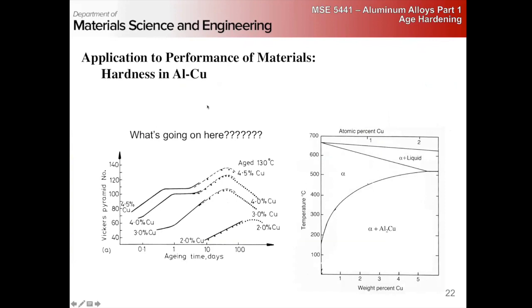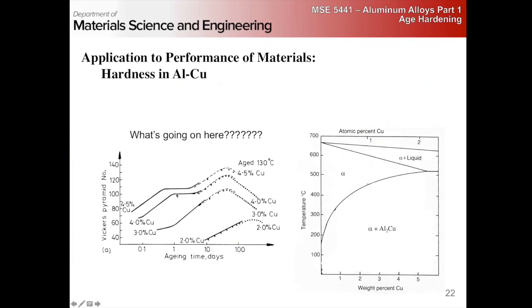Right. What's going on here? Anytime I ask a rhetorical question in the notes, that's probably a good clue too. Why does it saturate here? And then why does it start again? GP zones grow, right? And then we start nucleation of secondary phases.